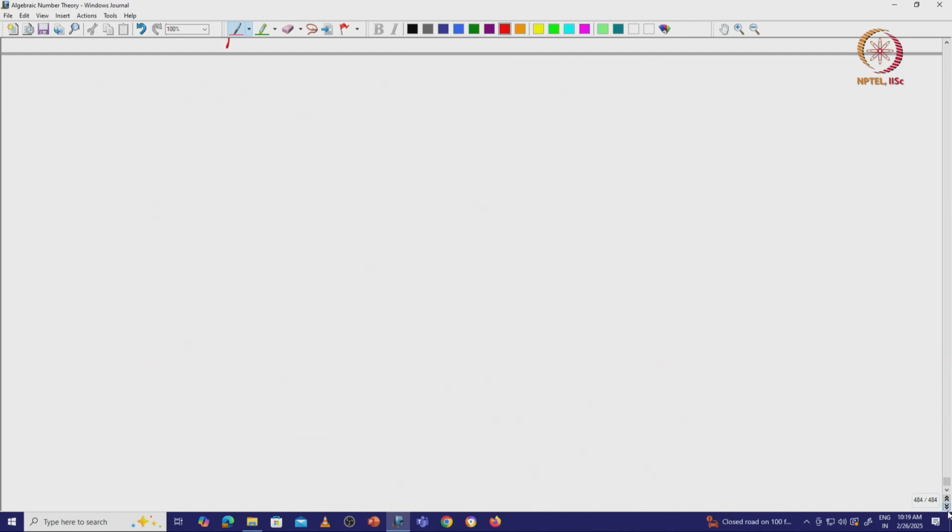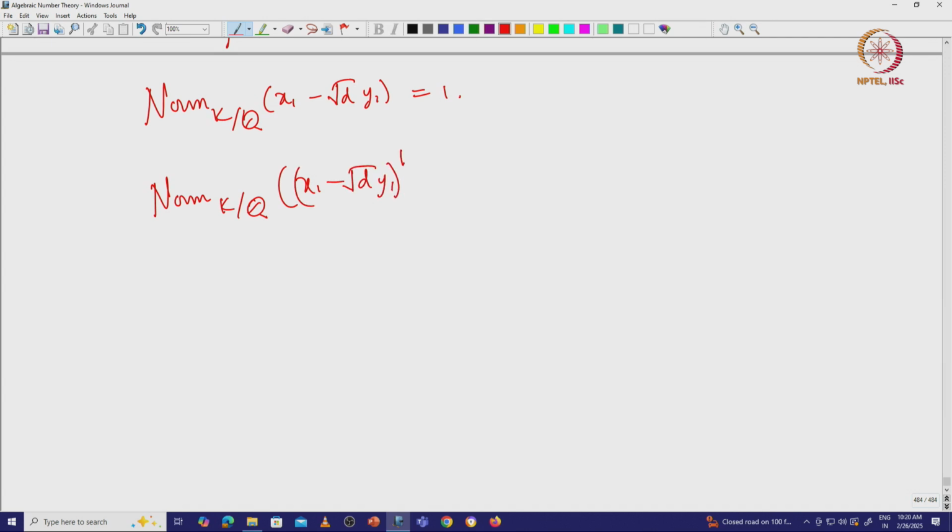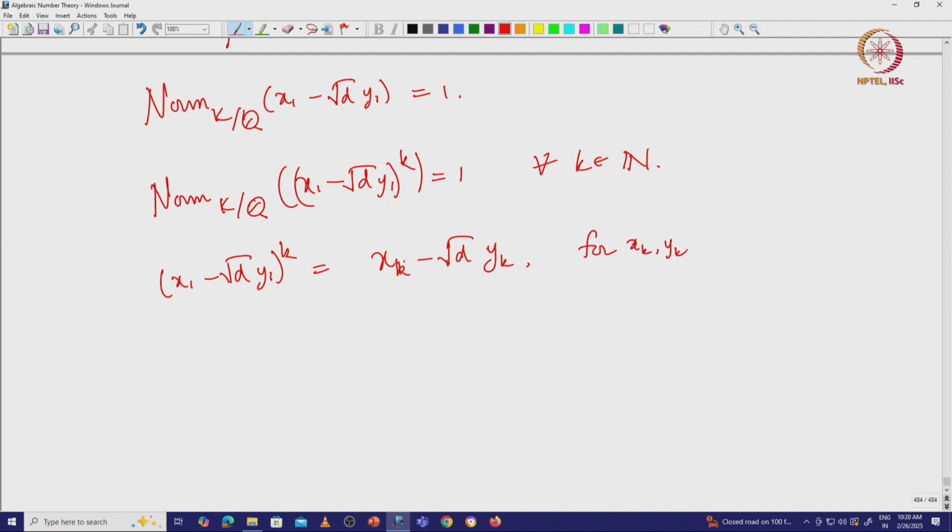Okay. And how do we do that? Well, we know that the norm from k to Q of x1 minus y1 square root of d is equal to 1, and hence we also know that the norm of (x1 minus y1 square root of d) to the power k is also equal to 1 for all natural numbers k. Right. So, in particular, we can write (x1 minus y1 square root of d) to the k, put all these terms together, and write it as xk minus yk square root of d for xk and yk inside Z. And then xk squared minus d yk squared is also 1.